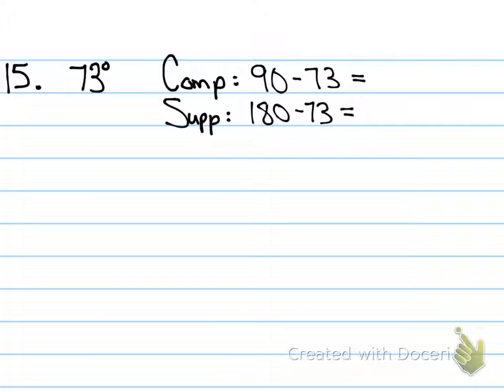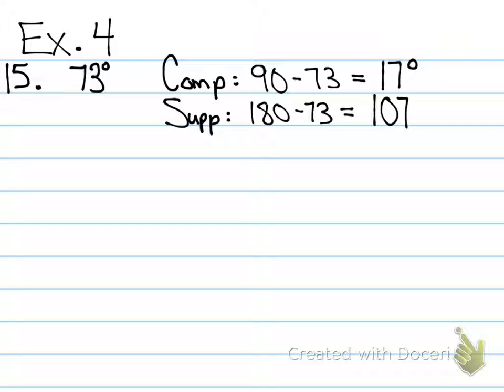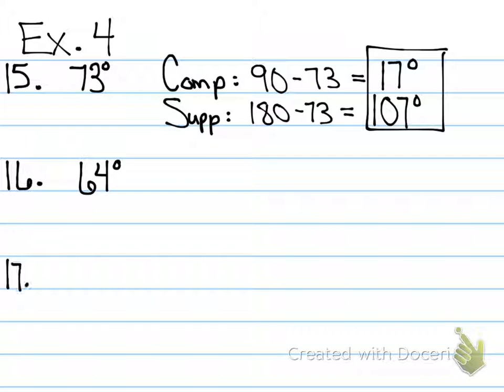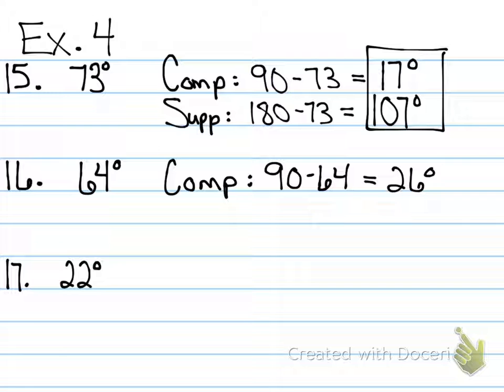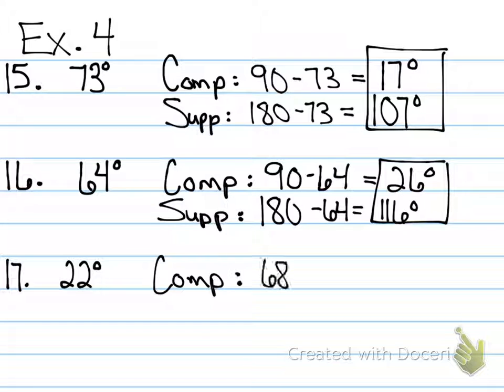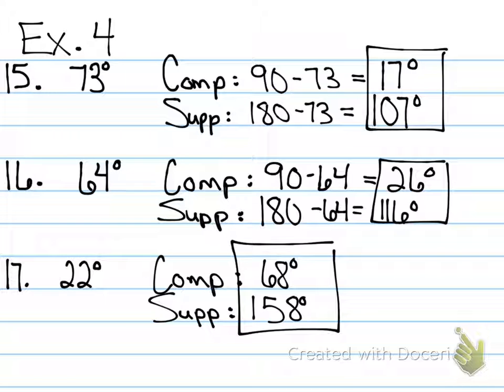So go ahead and find the complementary and supplementary measures if my original measure is 73 degrees. So it'll be 17 and 107. Did you get those? Yes. Okay, so now do another one. 64 and 22. Find the complementary and supplementary angle measures of both of those angles. All right, so complementary for 64, what is it? 26. And supplementary for 64. 116. Very good. And then complementary for 22. And supplementary for 22. All right, good job, guys.